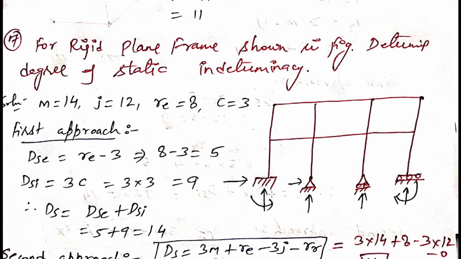So total support reactions, that is RE, is equal to 1, 2, 3, 4, 5, 6, 7, 8. So RE value is equal to 8 here. And the number of closed loops we have: 1, this is 2, this is 3. This is not a closed loop, this is an open configuration like here. So the number of closed loops is equal to 3, and the number of joints is equal to 12 here: 1, 2, 3, 4, 5, 6, 7, 8, 9, 10, 11, 12. The number of members is equal to 14: 1, 2, 3, 4, 5, 6, 7, 8, 9, 10, 11, 12, 13, 14.